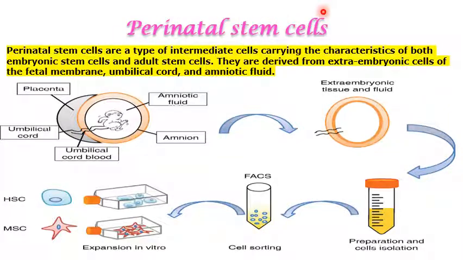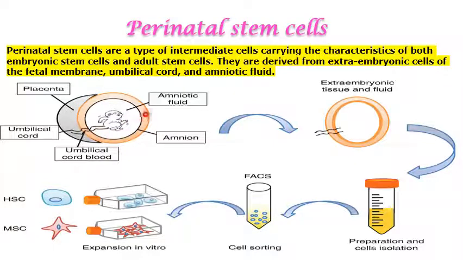Perinatal stem cells have reached therapeutic application in the treatment of renal disease, cardiac disease, inflammatory disease, bone regeneration, and also for the treatment of spinal cord injury. Perinatal stem cells are being used. So here you can see a picture where there is umbilical cord blood, and then amniotic fluid and placenta.